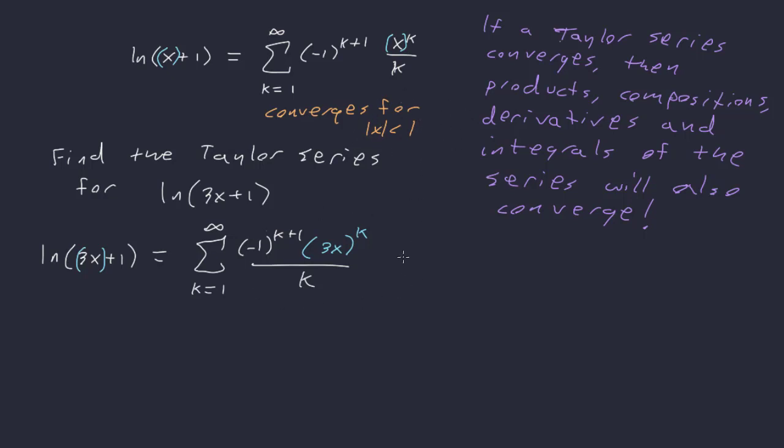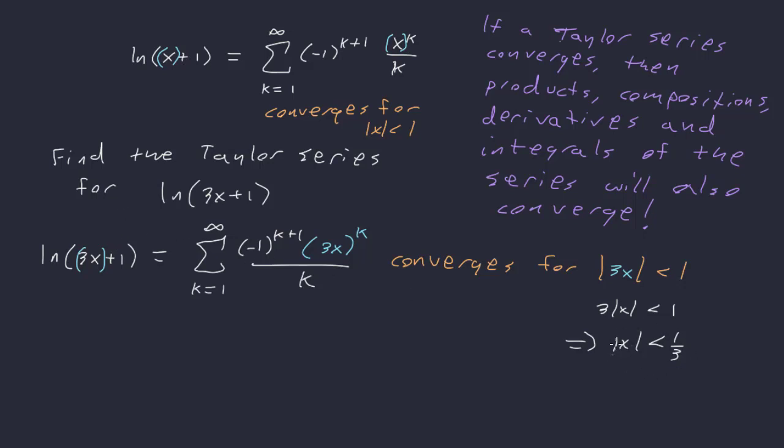Well, now this one will converge for, instead of just absolute value of x less than 1, we're going to replace the x with the 3x. So it'll be 3x less than 1. So this tells me that we can break this down as 3 times the absolute value of x. So it's going to converge for the absolute value of x less than 1/3. Okay, so there's a lot less work to do here. If we already know the series for the natural log of x plus 1, we can just plug in a new value.